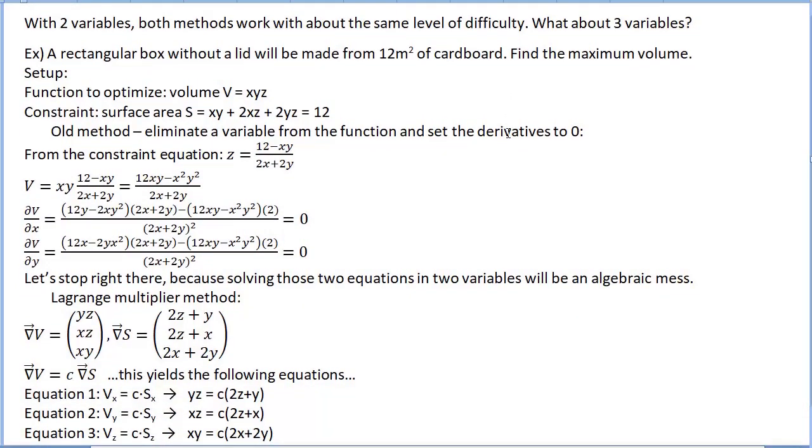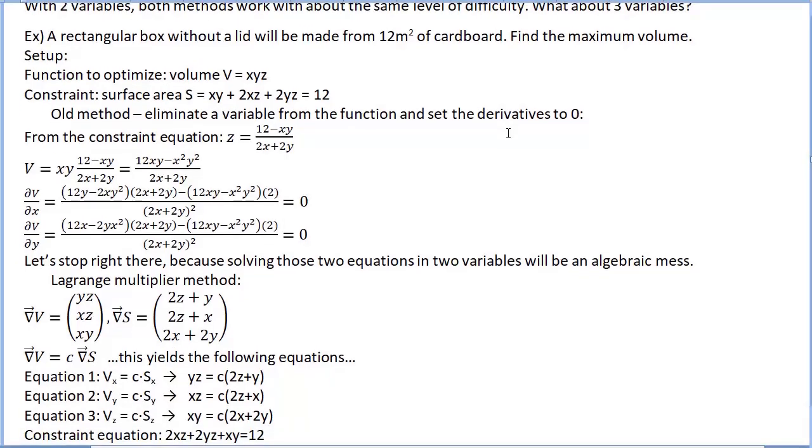Equation 1, yz equals c times (2z plus y). Equation 2, xz equals c times (2z plus x). And then equation 3, xy equals c times (2x plus 2y). And then remember that also we have the constraint equation, which was 2xz plus 2yz plus xy equals 12. So now we've got 4 equations in 4 variables, and we have to solve that.